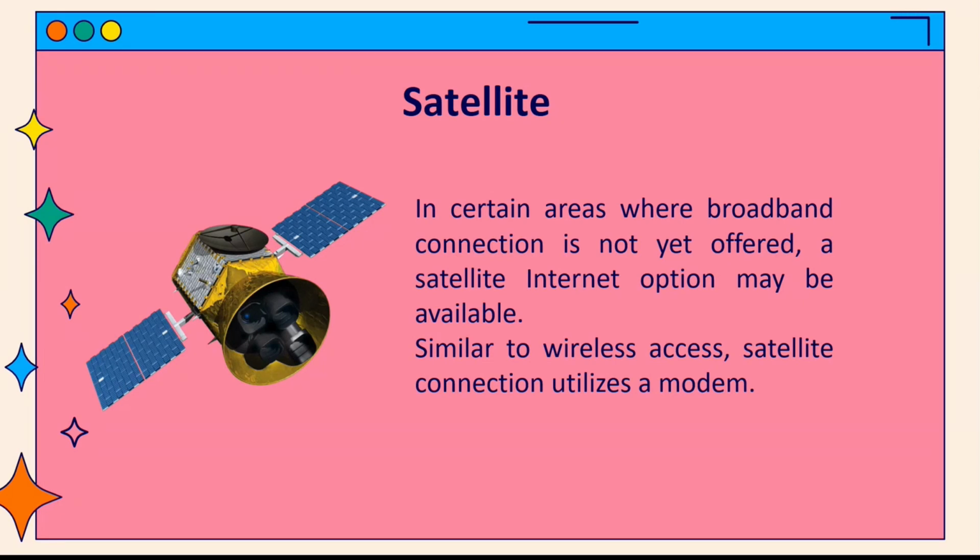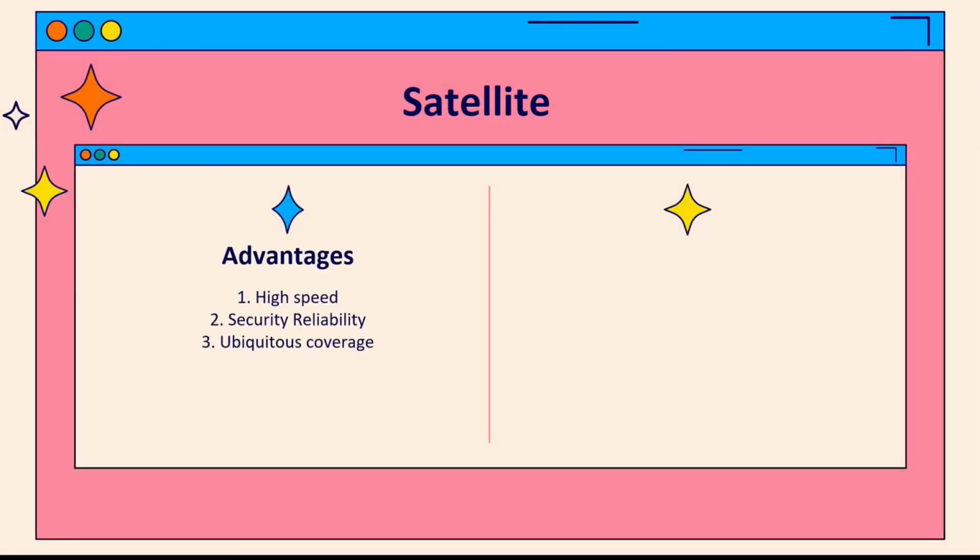Similar to wireless access, satellite connection utilizes a modem. There are some benefits about this method. The first one is its high speed. The second one is about its security, reliability, and the last one is it offers ubiquitous coverage.